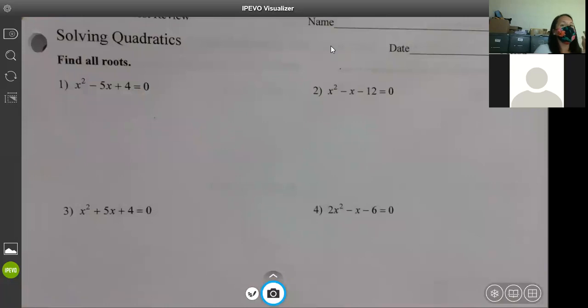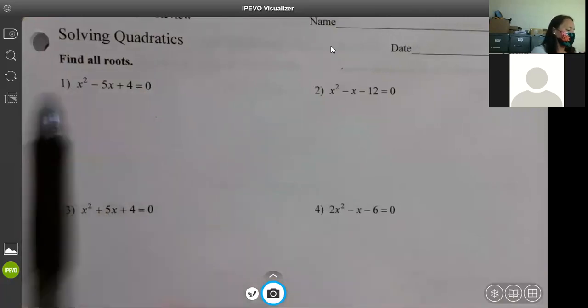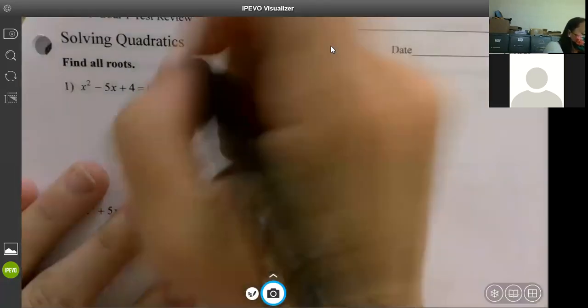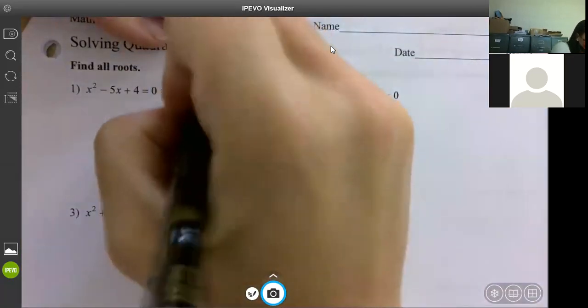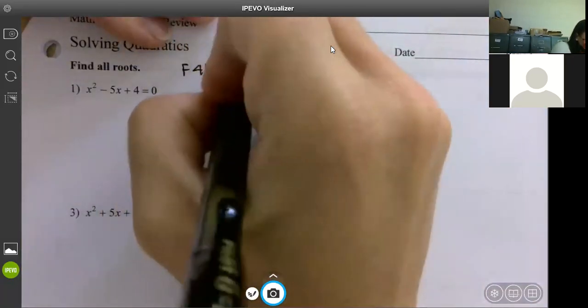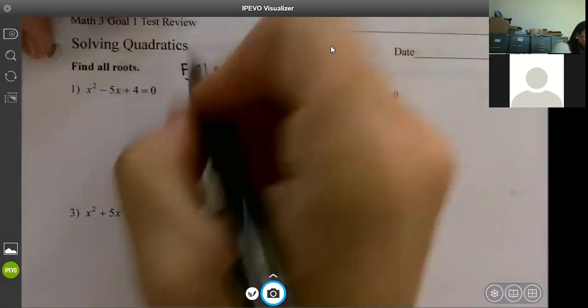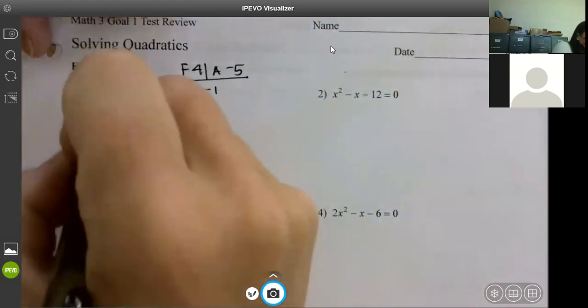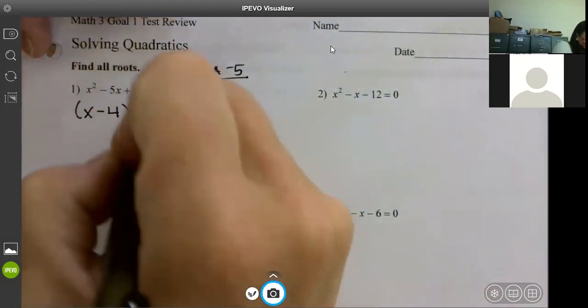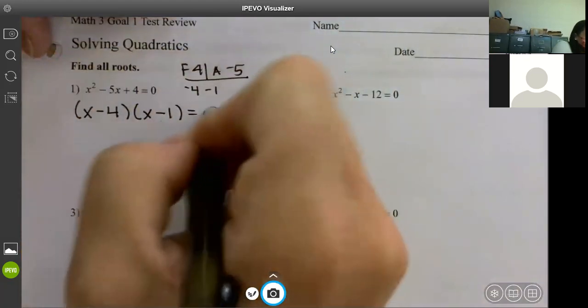So start with your cheater method because there's no number in front of x. What are my factors of 4? Factors of 4 that add to -5. So you're going to have x minus 4 and x minus 1 equals 0.